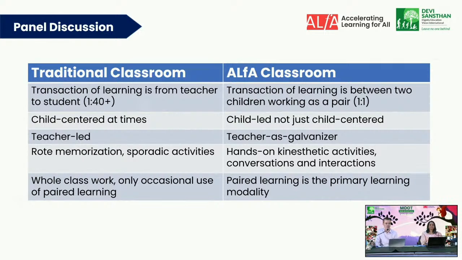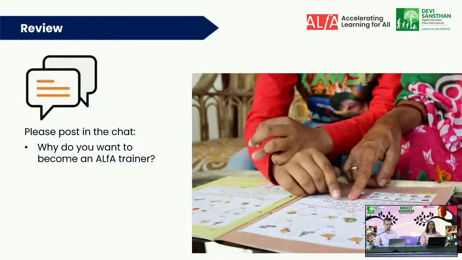In the traditional classroom, there'll be sporadic activities if and when we get the time, once we've completed the curriculum. Whereas in ALfA, the activities are the key mode of learning. That's how the children learn. It's not abstract, it's not theoretical, they're learning with their hands. So those are some of the key differences.